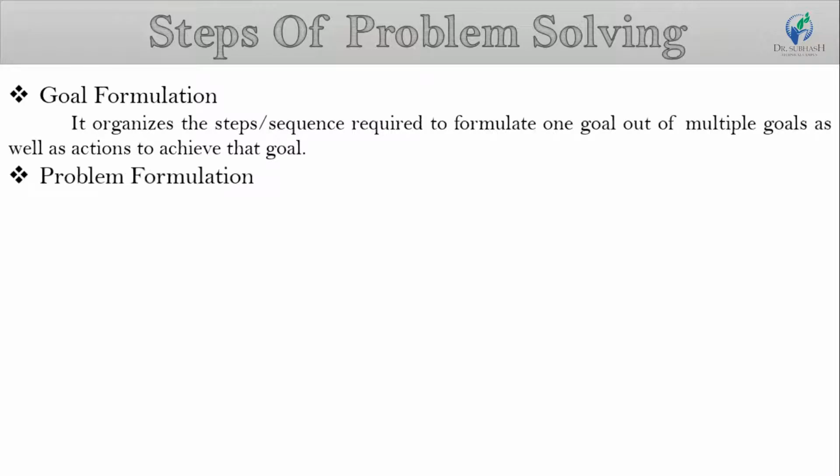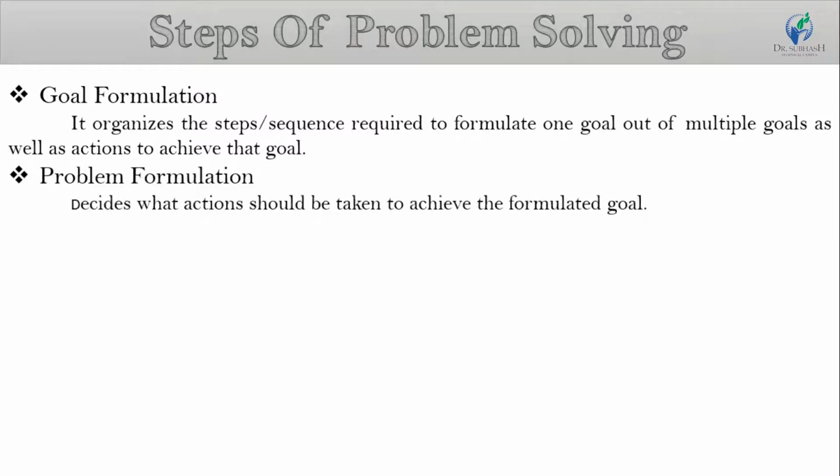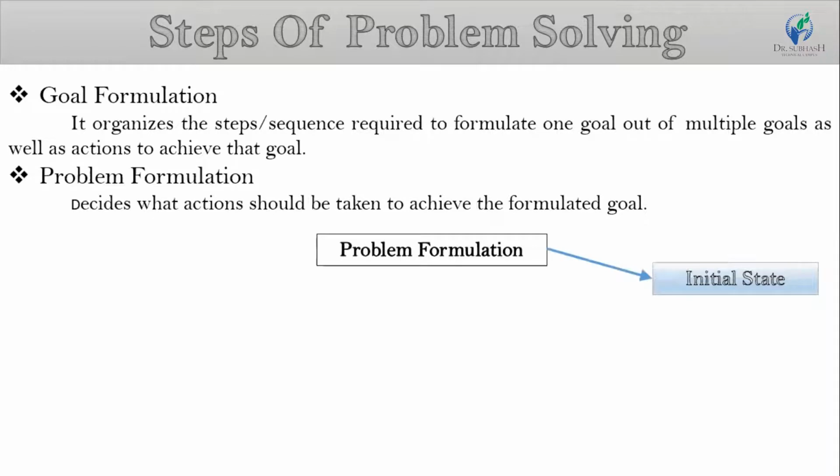Next is problem formulation. It is the most important step of problem solving, which decides what action should be taken to achieve the formulated goal. There are five components involved in problem formulation, which is initial state. It is the starting state or initial step of a goal. Next is actions. It is the description of the possible actions available to the state.